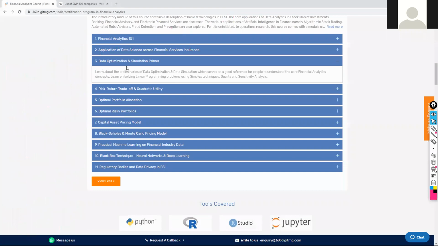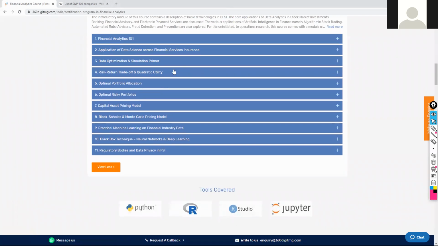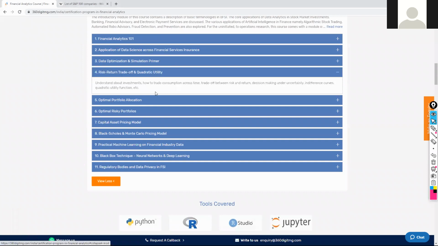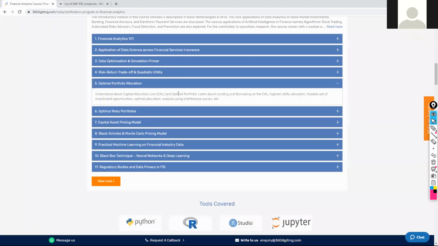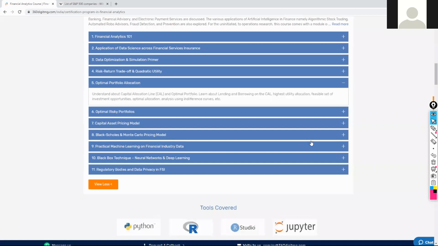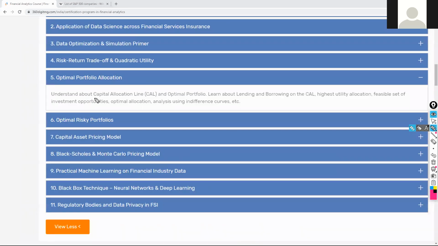Alongside that, of course, you'll understand various applications as part of today's session. Some amount of data optimization and simulation knowledge is needed because we will be making use of techniques such as linear programming. What is the risk in different curves? How do you make decisions under uncertainty? Optimal portfolio allocation. What do you mean by capital allocation?